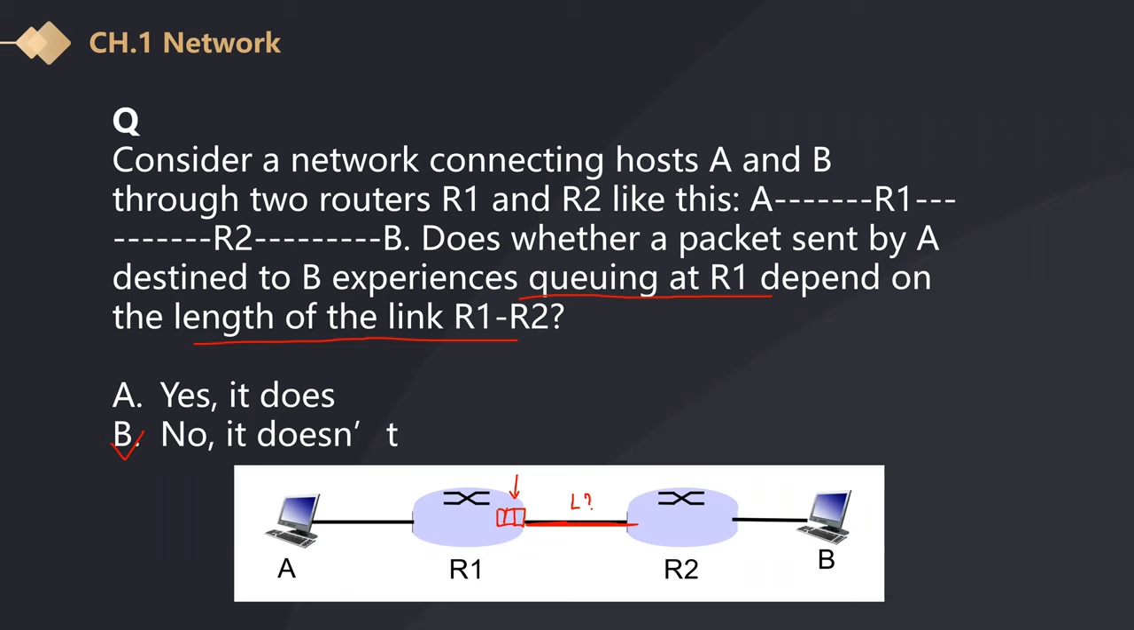Because the congestion, like the queuing delay, is always related to the traffic of the network. It doesn't relate to the length of the connection. But do you remember, is there another kind of delay that will depend on the length? It will be the propagation delay, right? Propagation delay.